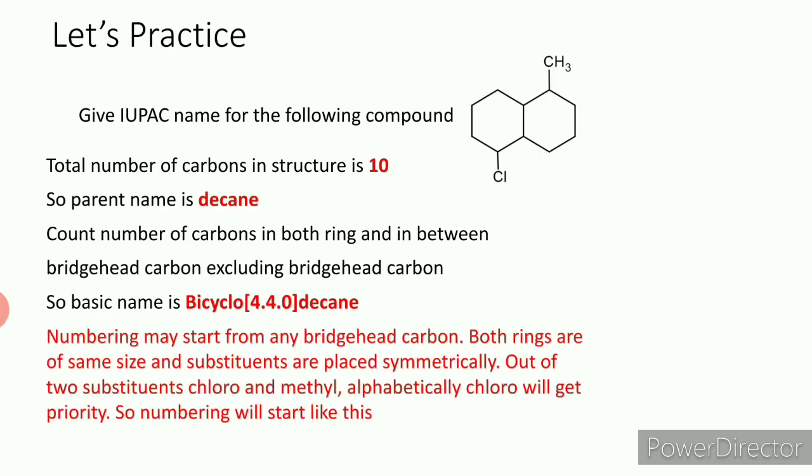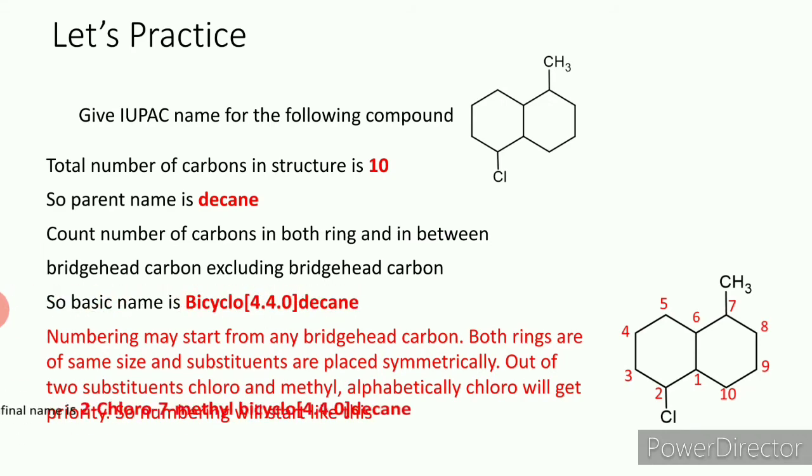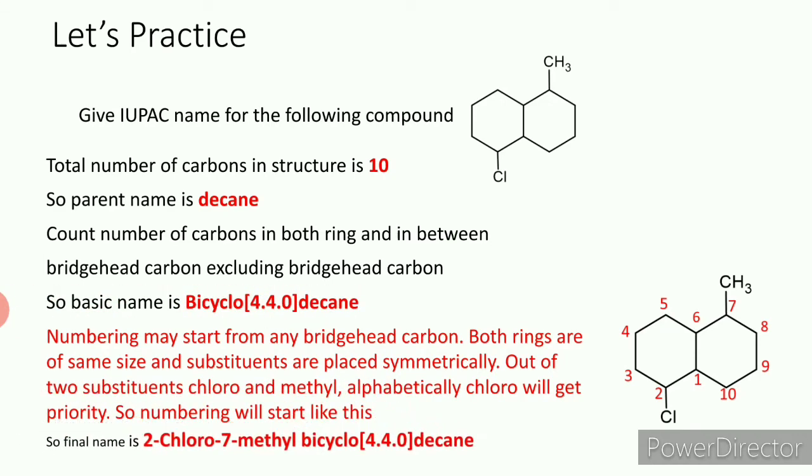Now let us check numbering. Numbering may start from any bridgehead carbon. Both rings are of the same size and the substituents are placed symmetrically. Out of the 2 substituents, chloro and methyl, alphabetically chloro will get priority. So we'll number our compound like this, and the final name is 2-chloro 7-methyl bicyclo 4.4.0 decane.